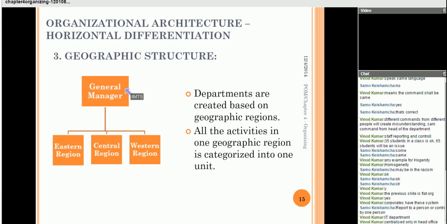Now, geographical structure. Eastern region, general manager is there, and under him report the eastern region head, central region head, western region head. So all the activities in one geographic region are categorized into one unit. Yes, centralized only in the head office unit.